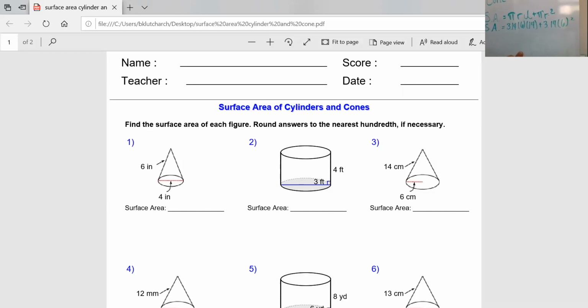And here I have my mathematical equation that I only need to now multiply and solve. So when I multiply everything out, I get 263.76 plus 113.04.